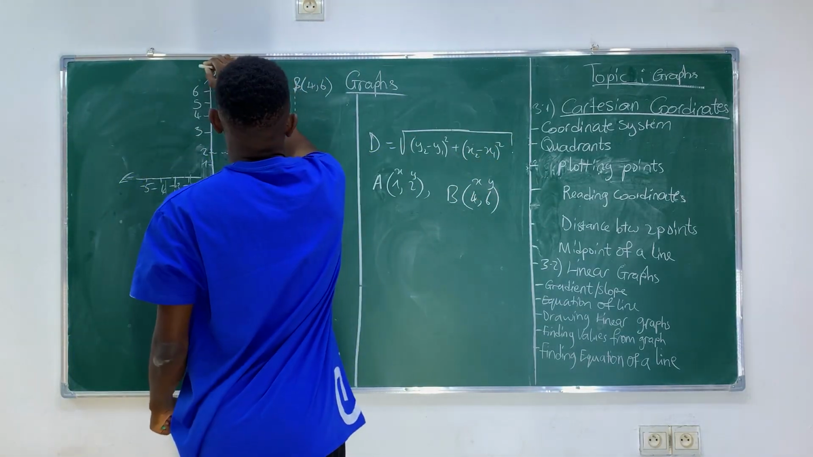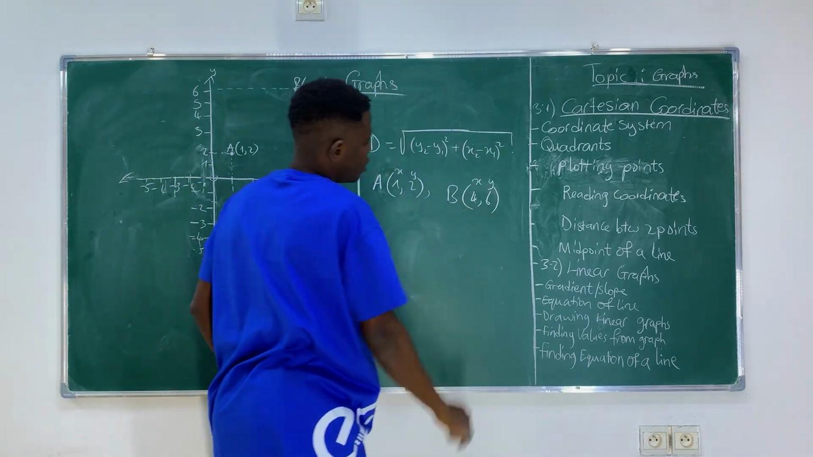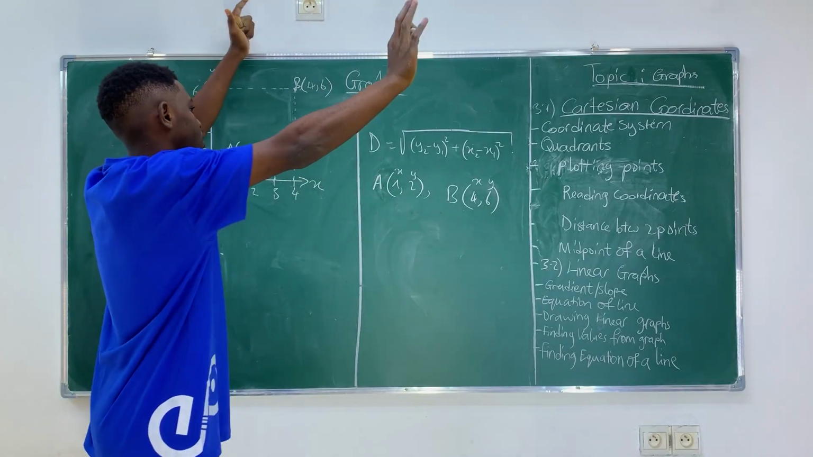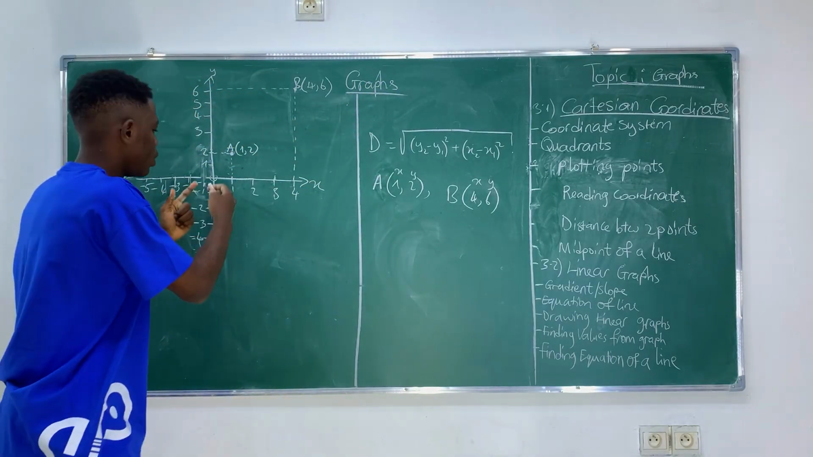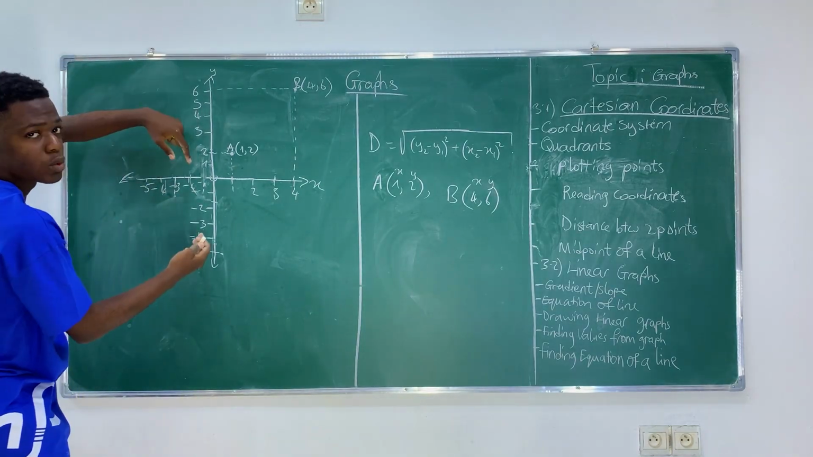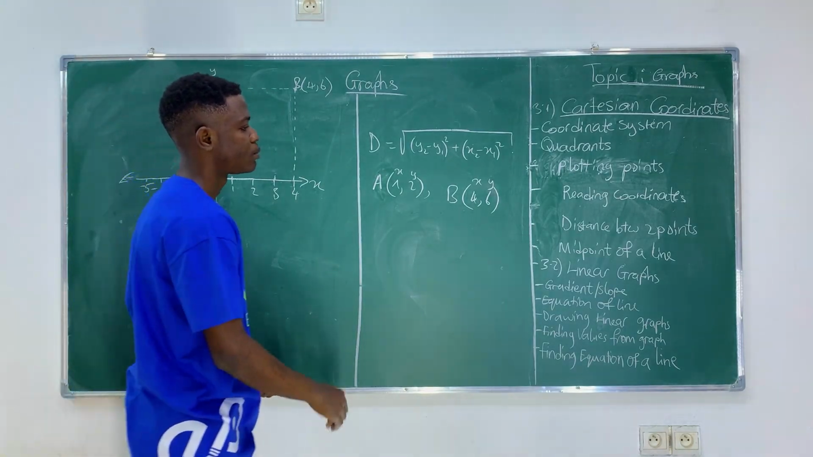You look for the y and look for the value of x. It will still be in the first quadrant. So all of this quadrant here is the first quadrant. All of this one under here is fourth. All of this one here is second. All of this one here is third quadrant.